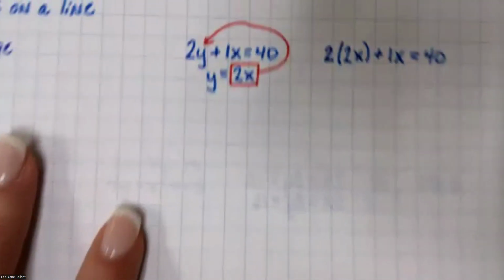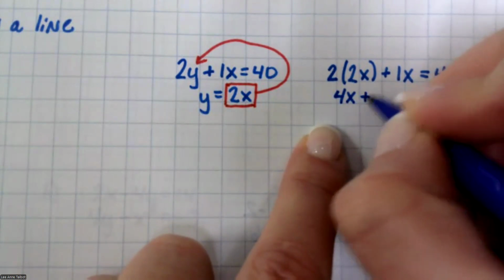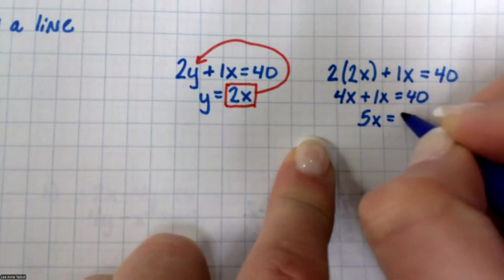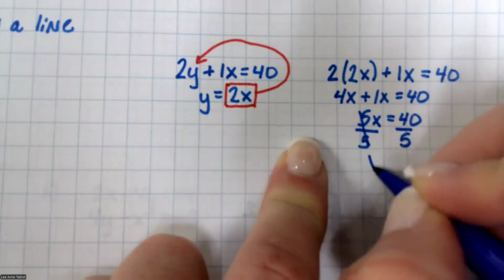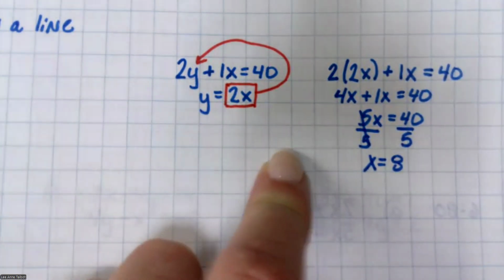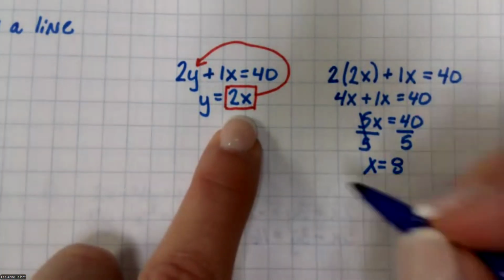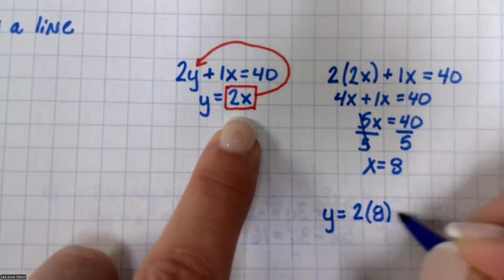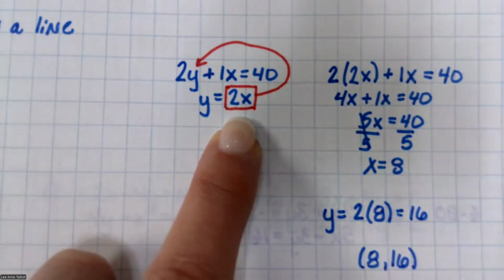Okay, anyway, so this is 4x plus 1x equals 40. 5x equals 40. x is 8. Does that make sense from our graph? Yes. Okay, and then for y, I like to plug it into the box. So 2 times 8 is 16. Final answer is a coordinate, 8, 16.